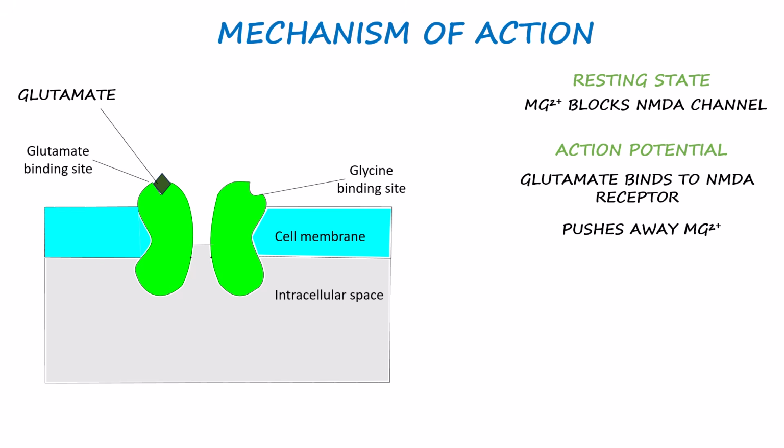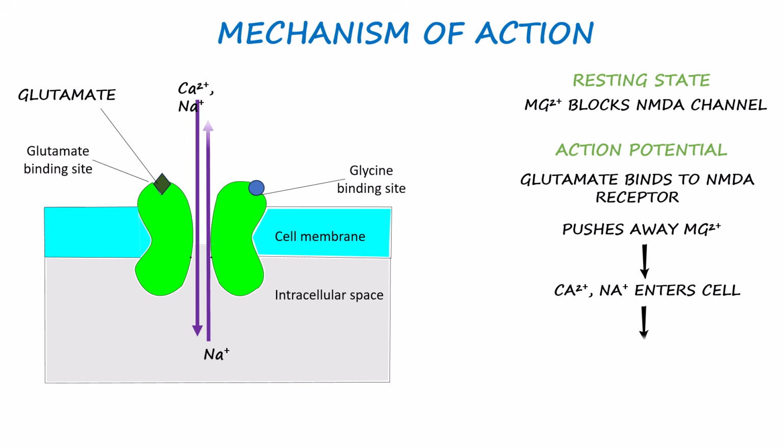NMDA receptors also need a helper molecule, usually glycine, to fully activate. Once the channel is open, sodium and calcium flow into the neuron, and potassium flows out. This movement of ions excites the neuron and can lead to long-term effects such as memory formation, strengthening of nerve connections, and amplification of pain signals. Ketamine blocks these receptors, stopping this entire chain of events from taking place.